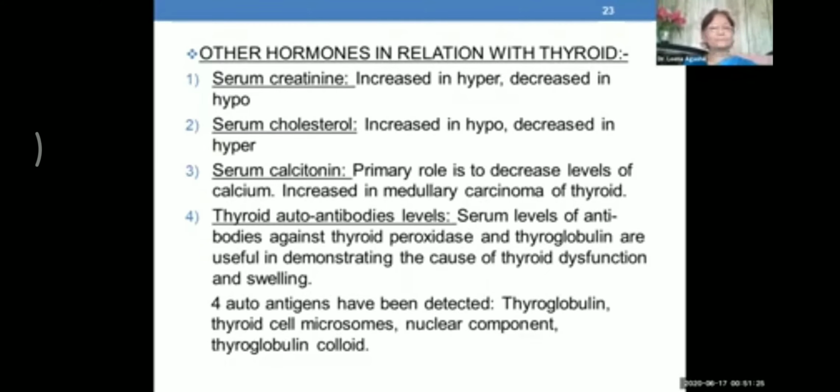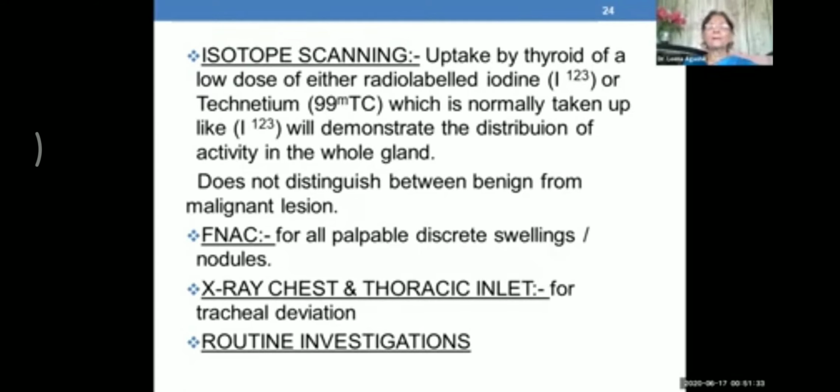Another investigation is isotope scanning. It is based on the principle that uptake by thyroid of a low dose of either radio-labeled iodine, that is iodine 123, or technetium, which is normally taken up like iodine 123, will demonstrate the distribution of activity in the whole gland. But the fallacy is this isotope scanning is not useful in distinguishing between the benign and malignant lesion.